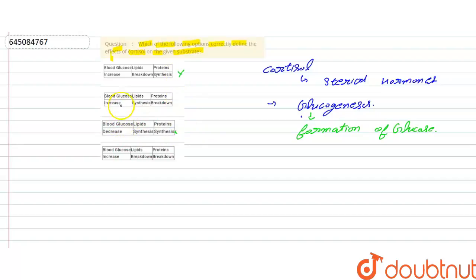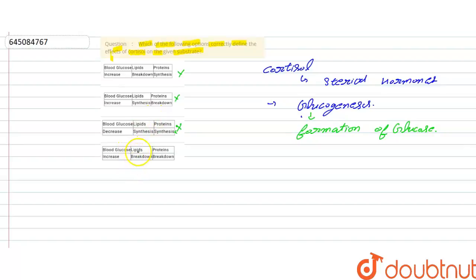Option number second, blood glucose increase, it is the right one. Lipid synthesis, it is the wrong, because in gluconeogenesis lipid does break into glucose. And in third option, it is also wrong, because blood glucose decrease, so it is the wrong option. In gluconeogenesis, blood glucose is increase.